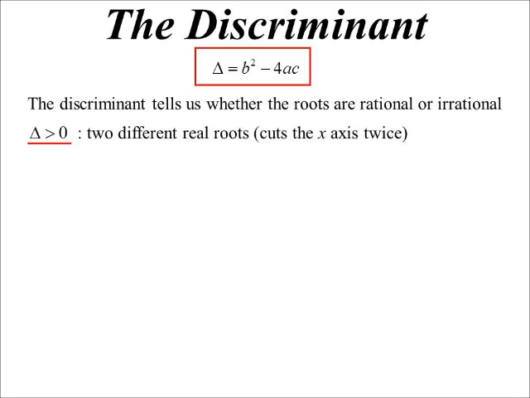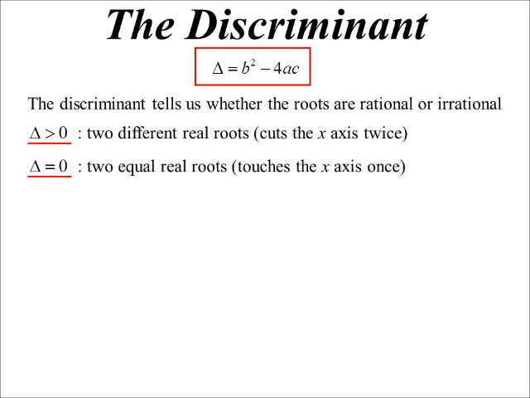If the discriminant is greater than 0, then we know that there's two different real roots. And if we're looking at the picture, that means it cuts the x-axis twice. Equals 0. Here's where people make the mistake. There are still two roots. It's just that they are the same. It's what's known as a double root. So there are actually two equal real roots. When you look at the picture, obviously it just touches the axis.